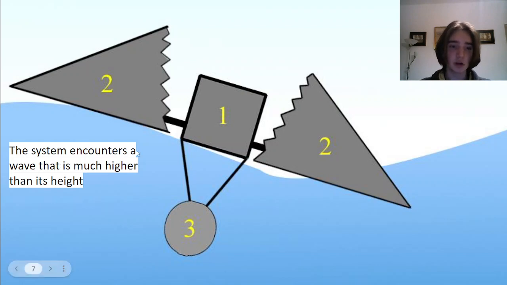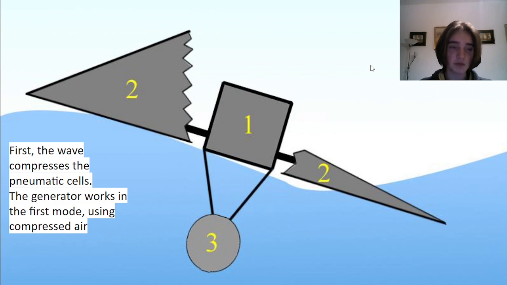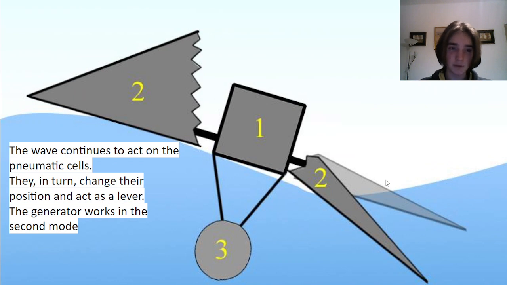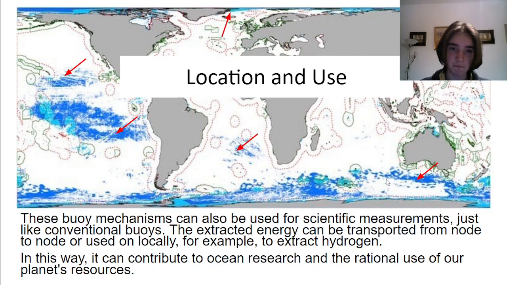Also, we have the second type of working. When the system encounters a wave that is much higher than its height. First, the wave compresses the pneumatic cells. The generator works in the first mode using compressed air. But then the wave continues to act on the pneumatic cells. They in turn change their position and act as a lever. The generator works in the second mode.